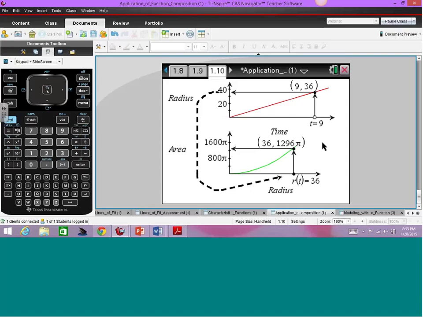Instead of just saying, well, G goes into F, F goes into G, we can actually see the mathematics behind a composition for real-world applications. So this is, I really have to say, my hat is off to whoever created it. They did a fabulous job, and I will be using it in my classroom soon as well.